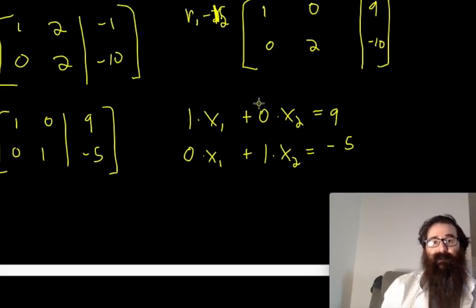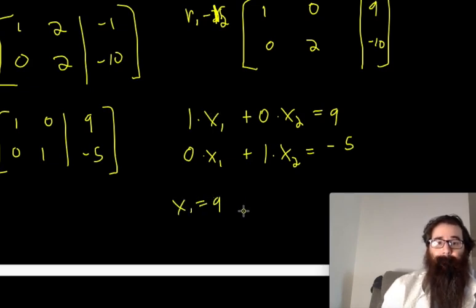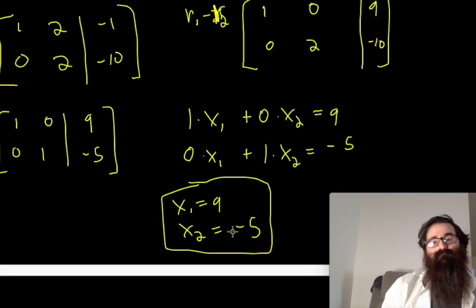But if we think about what this is really saying, is 0 coefficients are going to kill off those terms. So here I really have x1 equals 9, and x2 equals negative 5. And that this is going to be my solution.